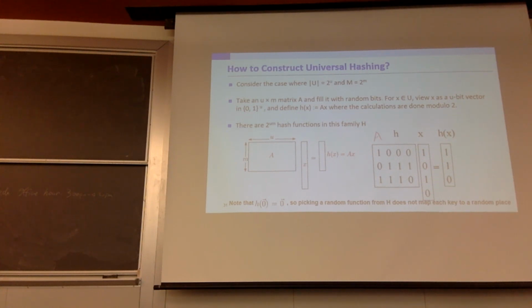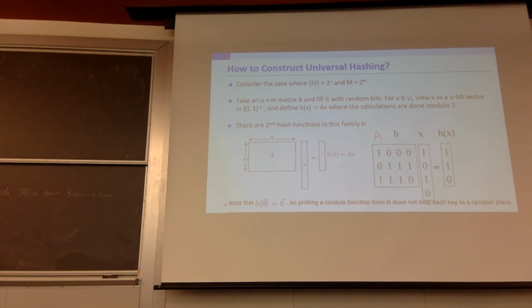This is A here, and A is filled with these random bits. And this is an X, and you multiply A and X to get the hash value H of X. Ideally you want some randomness, but in a hash function it is really not random, because for a hash function you need to deterministically map one element to a hash value.